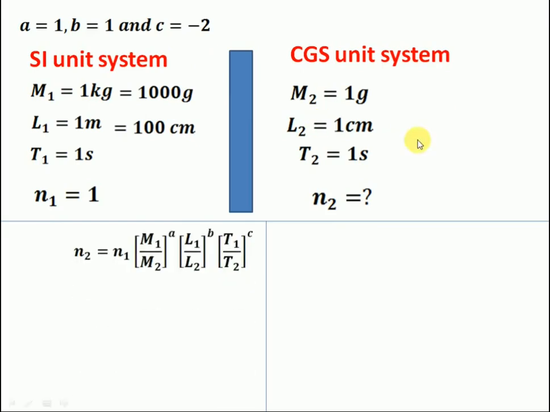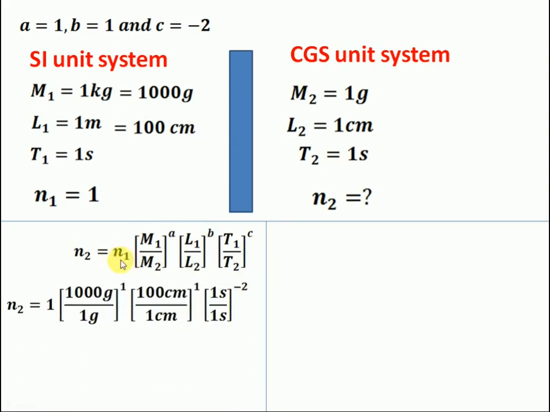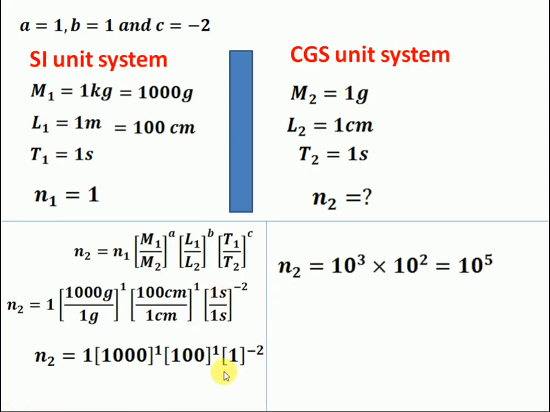I'll write the formula. So n2 is equal to n1, all 1s at the numerator and all 2s at the denominator. So I'll put the values now. m1, that is 1000, l1 is 100 centimeter, and t1 is 1 second. So putting values, then you can cancel gram, centimeter, second. You can write 1000 to the power 1, 100 to the power 1, and 1 to the power minus 2, which is 1. So now if you solve this, you will get the value of n2. So that means 1 Newton is equal to 10 to the power 5 dyne.